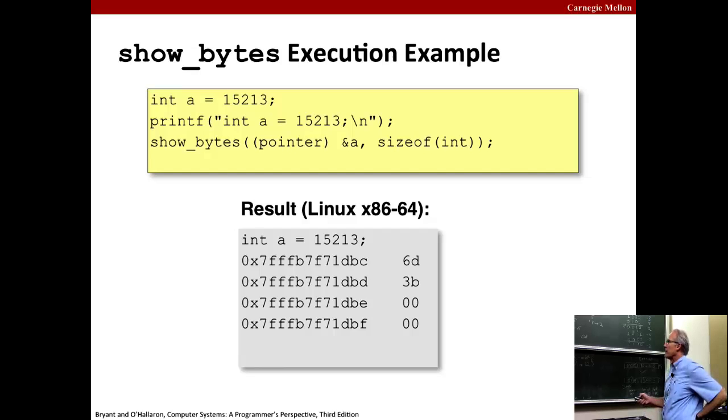If you work it through, 7 is 3 ones, and then there are 11 hex digits beyond the 7. And you'll see that these addresses are at successive bytes, BC, BD, BE, BF, and the values are 60, 3B, 0, 0, 0, 0. This is the least significant byte, and these are the successive bytes.